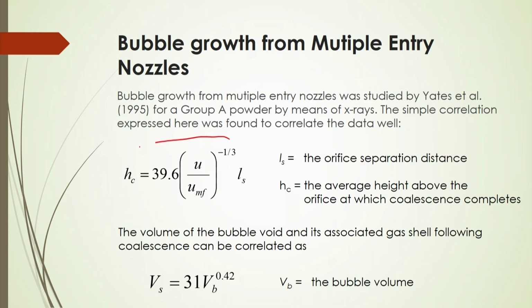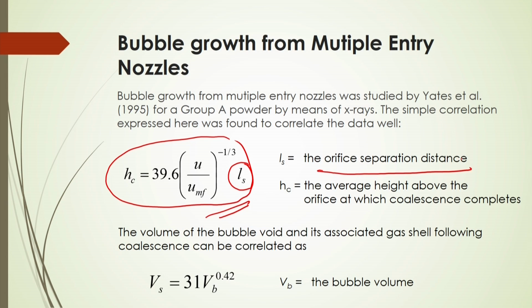So, here this AC is for the bubble growth, the average height above the orifice at which coalescence will be complete, and you can calculate that from this, where this LS is nothing but the orifice separation distance. Orifice separation distance means the hole, and the distance between two holes there.